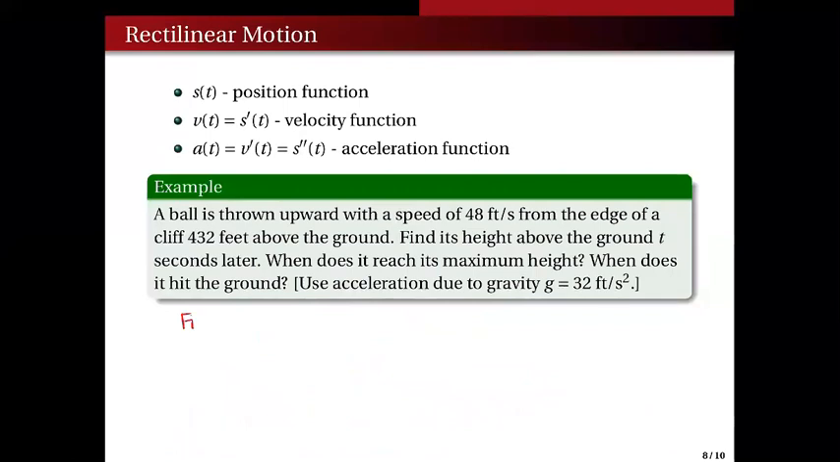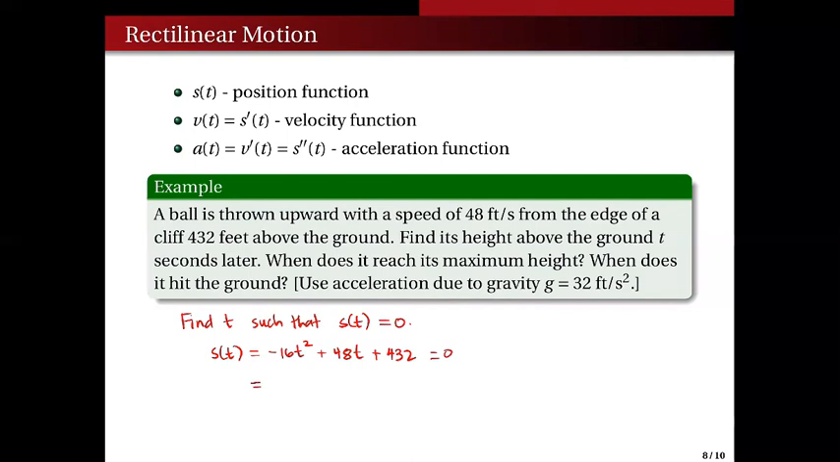So for the last problem here, find t such that s of t is equal to 0. But what is s of t again? It was negative 16 t squared plus 48t plus 432. So we want this to be 0. And then maybe we can factor this. You can solve using quadratic formula if you want. You can also do factoring.